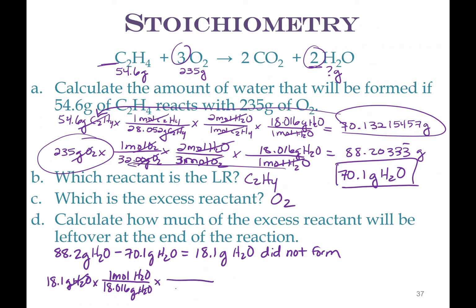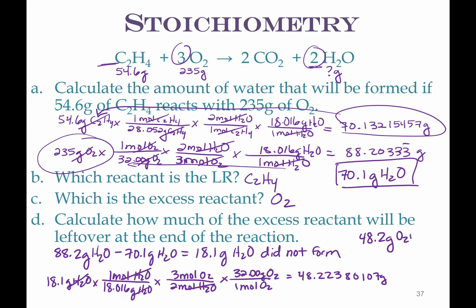So I need 2 moles of water from 3 moles of oxygen. And 1 mole of oxygen has a mass of 32 grams. So when we put that in our calculator, we get 48.22380107 grams, or how much of the oxygen remains would be 48.2 grams of oxygen remain.